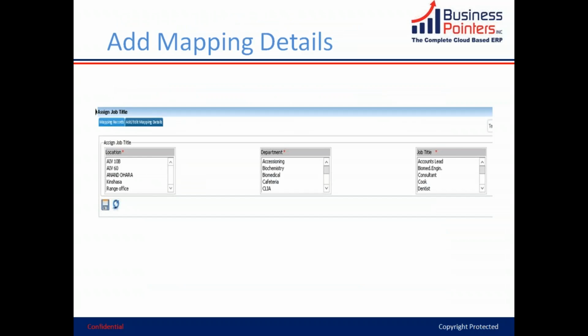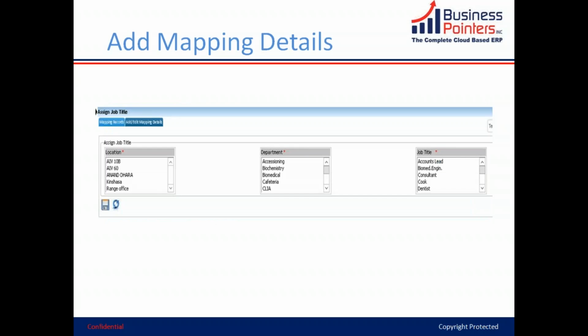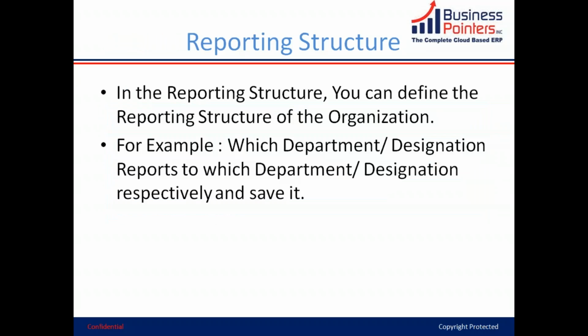Then we have to map the job titles with the locations and the department. So if you see this, this is how we assign the job title with the location and the department. We need to select the location, the department, and job title, and we click save over here. And that's how we map the job titles with the departments and the locations. So reporting structure, every organization has a reporting structure.